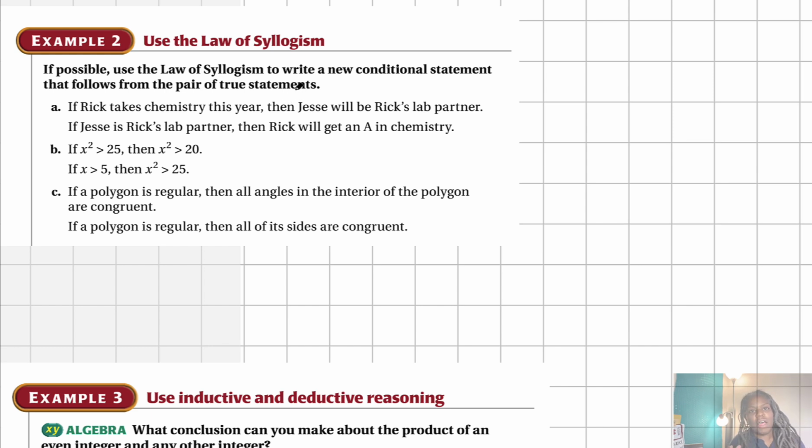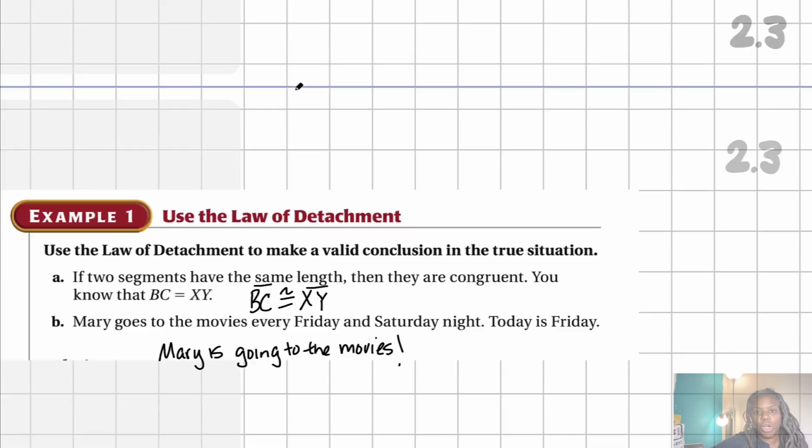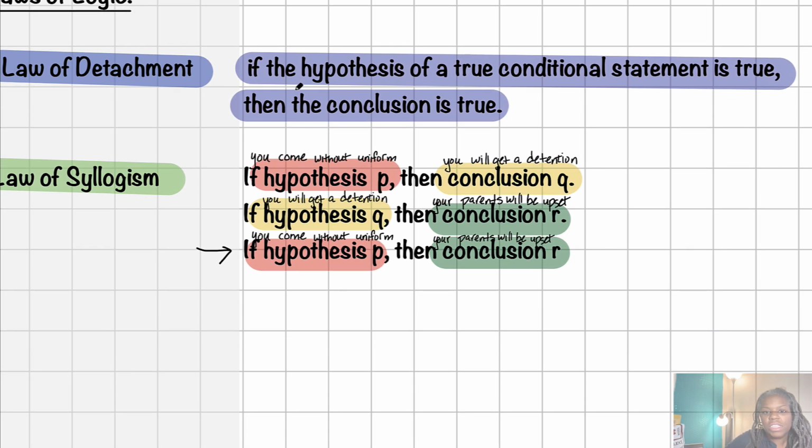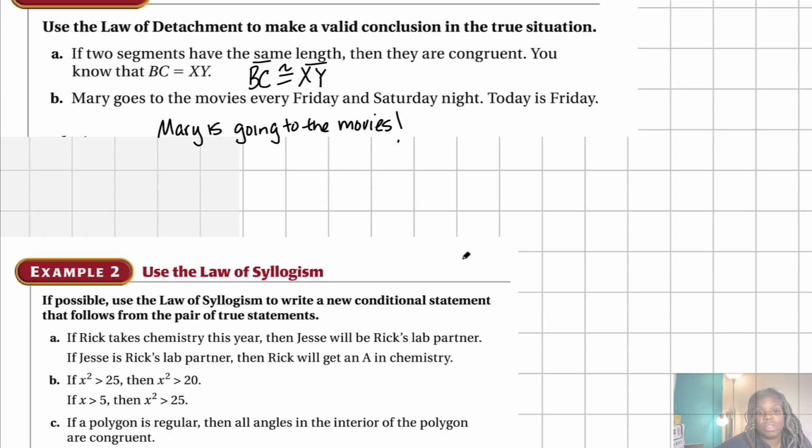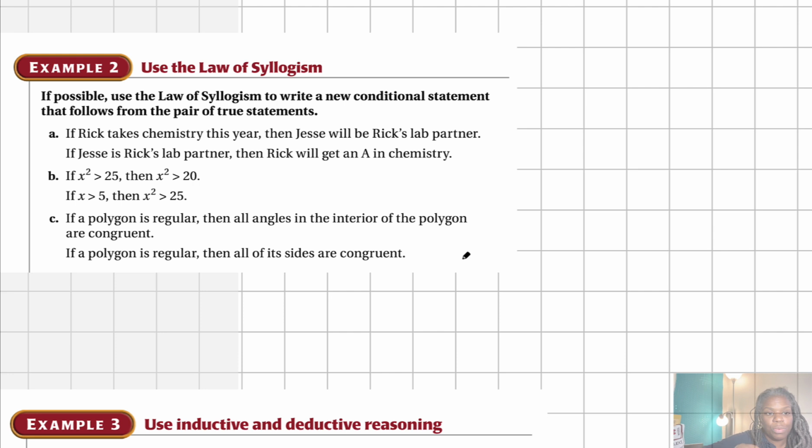Now, to use the law of syllogism, we need to have certain conditions met. And that is, I'm going to go back up to our picture. That is, we've got 2 statements, right? One statement has to have a conclusion that shows up as the hypothesis. If we have that, then we can tidy it up with the law of syllogism into one conditional statement. All right, so let's go back down to our example and see what we got going on.